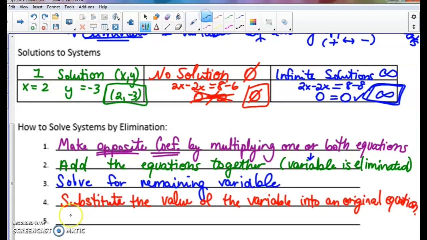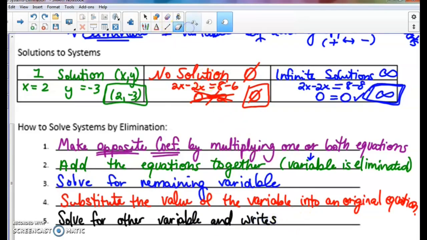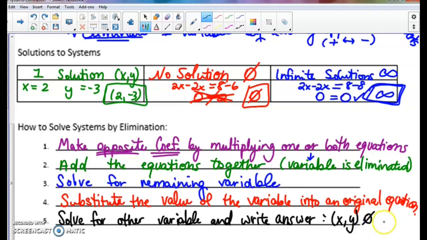Alright, the last step. Solve for the other variable. And write answer. Remember, there's 3 different ways we can write our answer. We can do the ordered pair, no solution, or infinity symbol, depending on what type of solution we get.